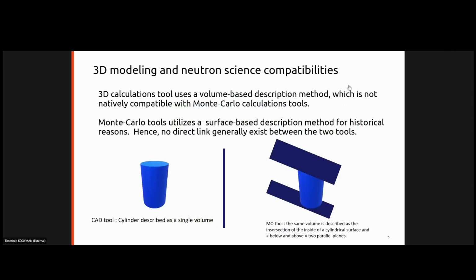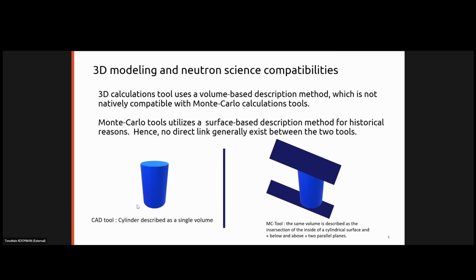So now let's go on and talk a bit about how neutronics does 3D modeling. 3D calculation tools or simulation tools such as CATIA use a volume-based description to represent what is inside, or they use equations to parameterize surfaces, which makes them not quite compatible with Monte Carlo tools which are used in neutronics.